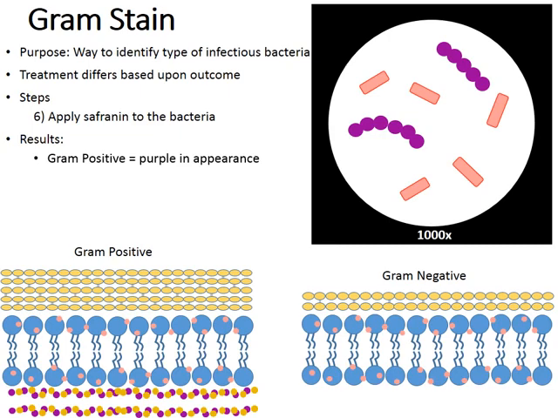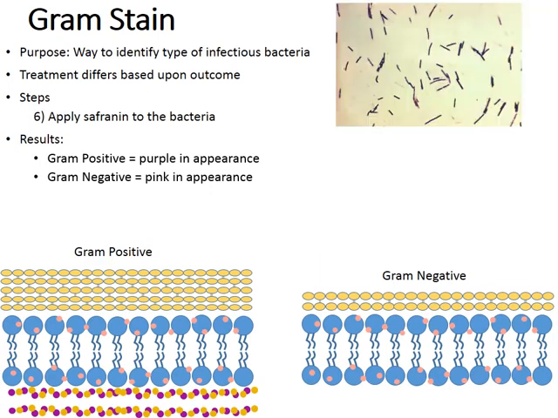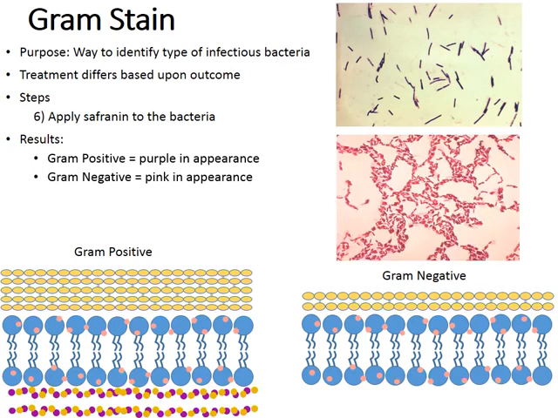And notice how the gram-negative bacteria, because they lost their crystal violet dye and they only have the pinkish safranin, the gram-negative bacteria underneath the microscope would appear pink in color. So here are some actual pictures of gram-positive bacteria. Notice the dark purple color, and some pictures of gram-negative bacteria. Notice the reddish pinkish color.